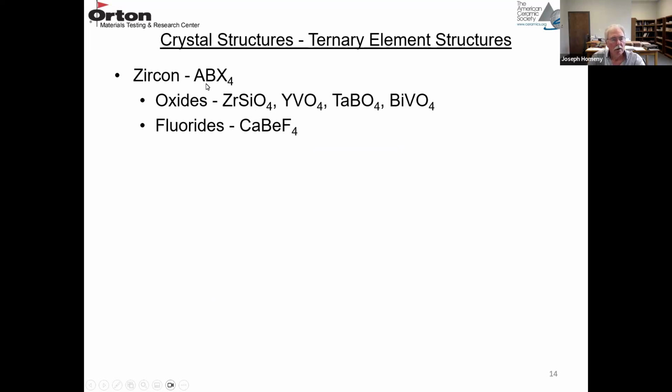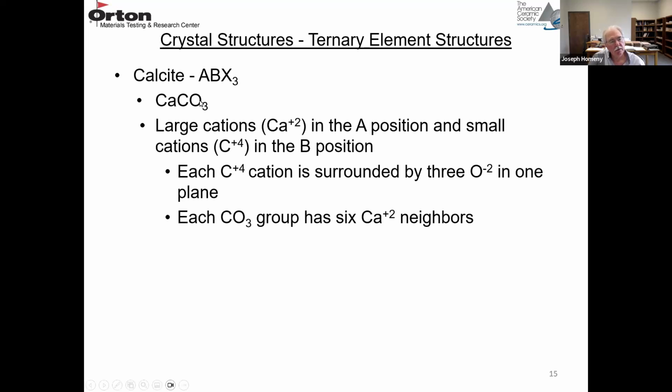So again, zircon is ABX4. The refractory material is ZrSiO4, zircon. I've listed a couple other oxides, and then there's a fluoride here that's also in the ABX4 structure. I've listed calcite, CaCO3, a calcium carbonate. That's the ABX3 structure.